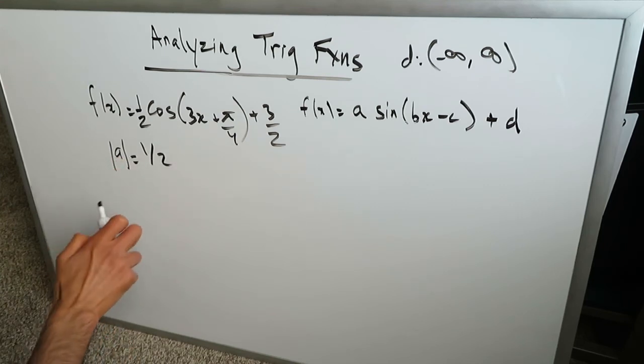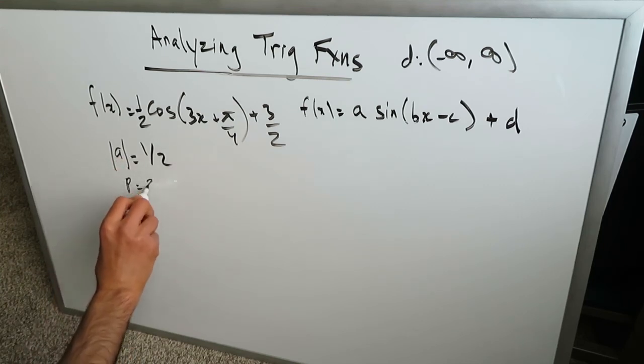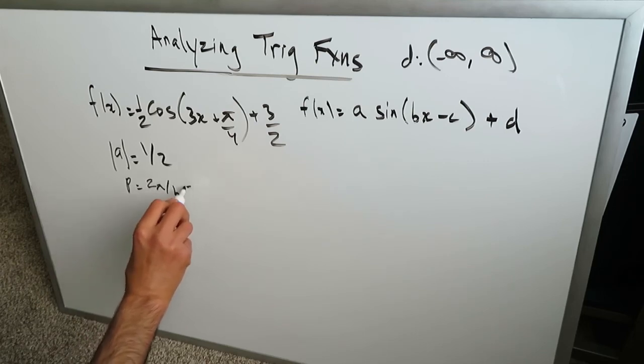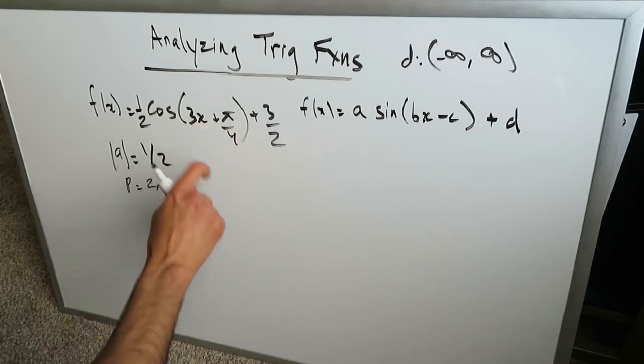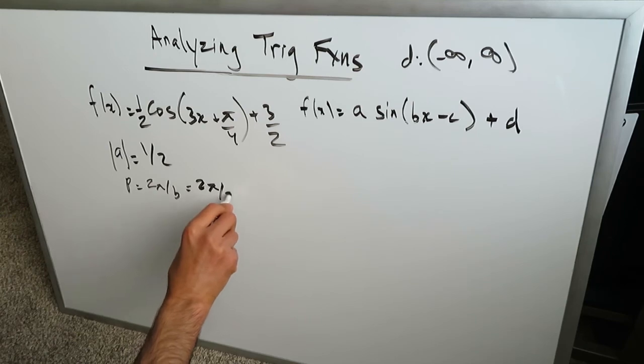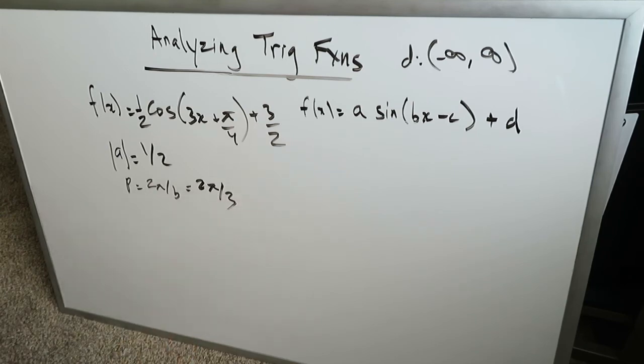The next thing we want to look at is the period, which is always 2 pi over b. What's my b value over here? 3. 2 pi over 3. So a single wave will have, if you remember this, 2 pi over 3 represents 120 degrees. A single wave is only 120 degrees long versus 360 degrees. It's 1/3 the regular period. So this is 2 pi over 3.